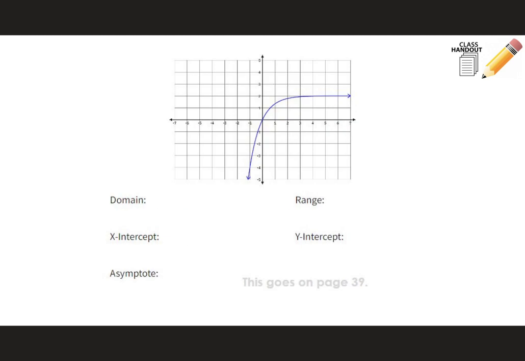All right, here's another example. So let's start with domain. So domain are all possible x values. As we said, for exponential functions, it's going to be the same for all of these. It's going to go from negative infinity to positive infinity.